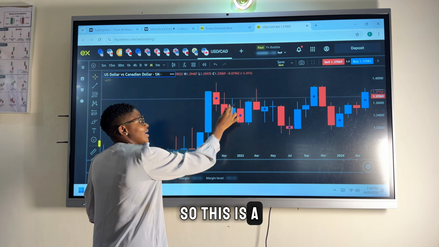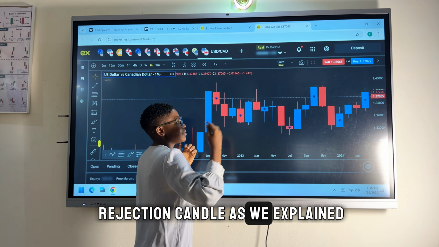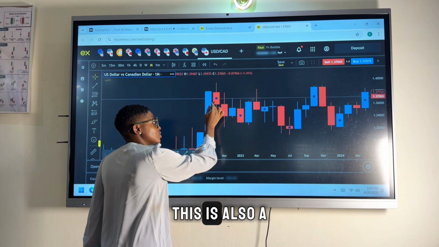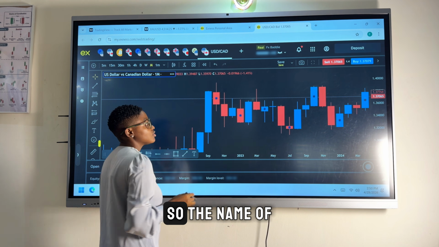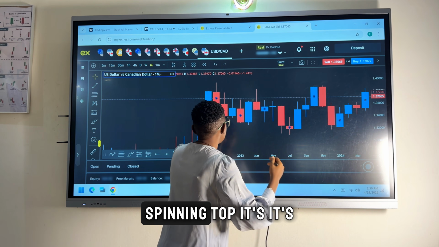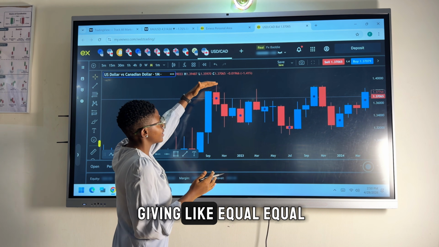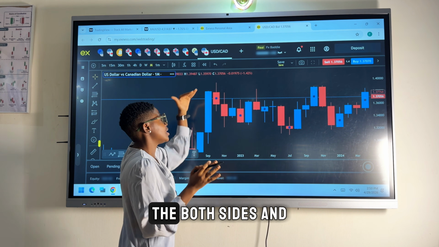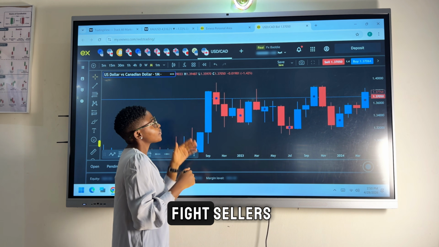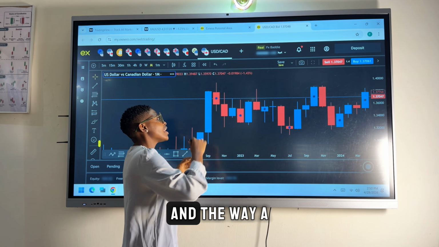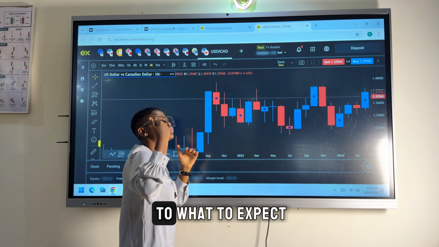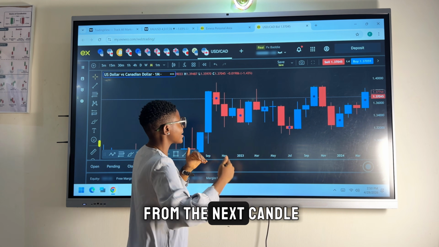So this is a rejection candle, as we explained. This is also a rejection candle. This is also a rejection candle. The name of this candle is spinning top, right? It is giving equal rejection from both sides. And now the body tells you who won the fight. Sellers. And the way a candle forms and then closes tells you what to expect from the next candle.